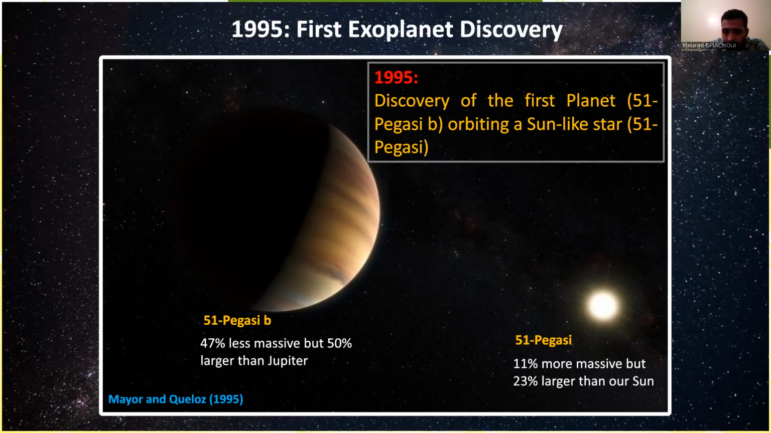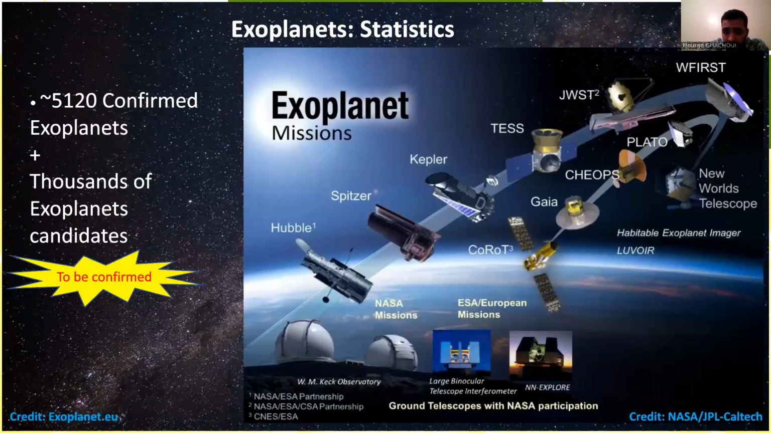Since then, many space missions have been launched, mainly by NASA, and these missions have dramatically revolutionized the exoplanet field. And today, we have more than 5,000 confirmed exoplanets.